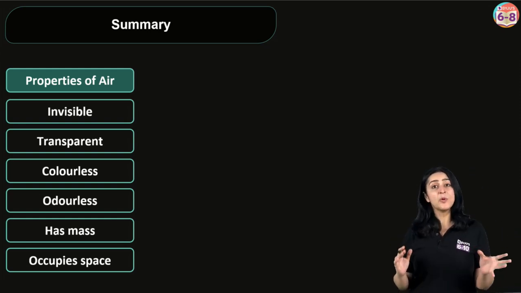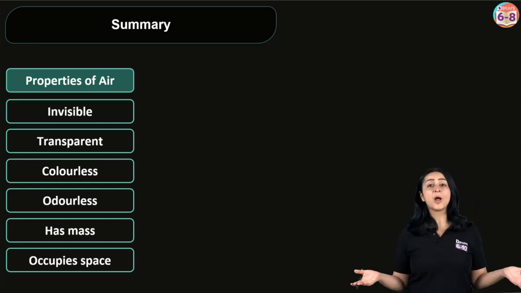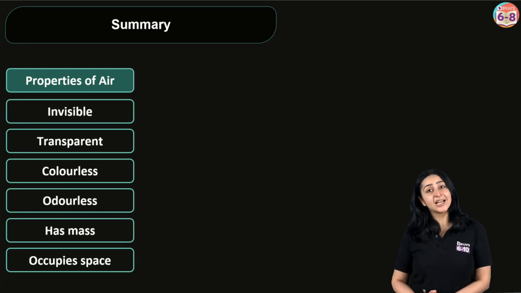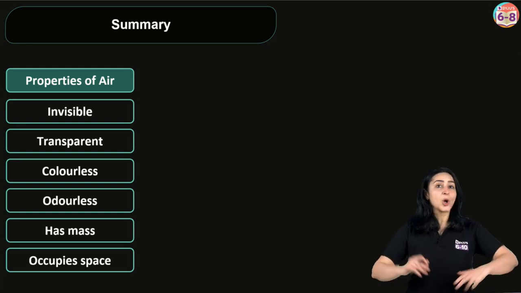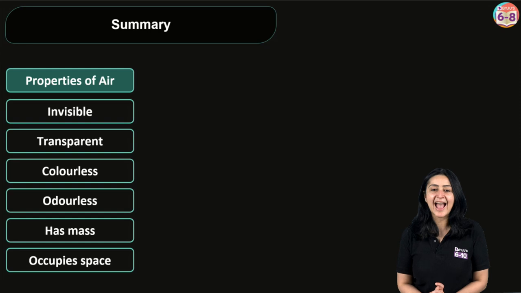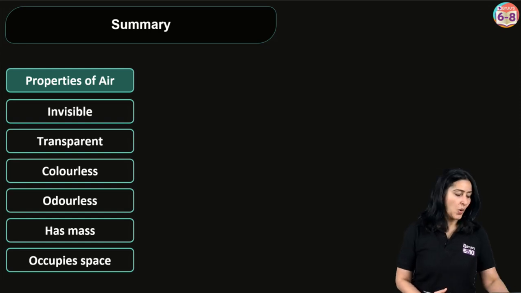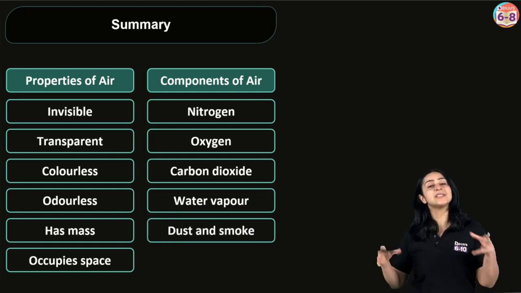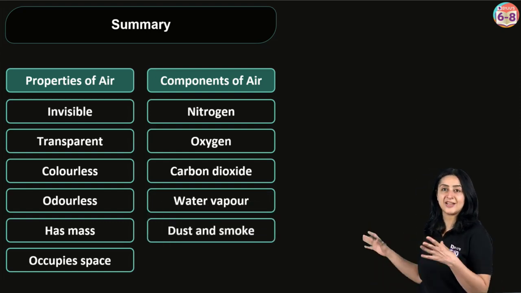Right? Then we moved on to the properties of air. What are the properties of air? It is invisible, it is transparent, it is colorless, it is odorless, it occupies space and has mass. Right? Okay. Then we went ahead and discussed the composition of air or the components that are present in air, which is basically the various gases.